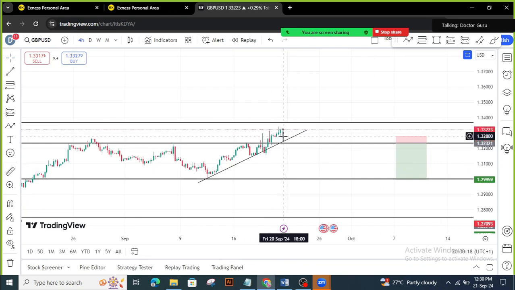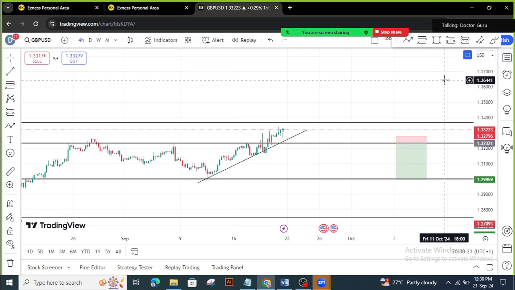Until I see a reversal pattern, GBP USD is out of the picture. But AUD USD, Euro USD, maybe USD JPY if you want to trade USD JPY. But in that case, you should be looking to buy USD against Japanese yen. Let me see what is happening there actually.